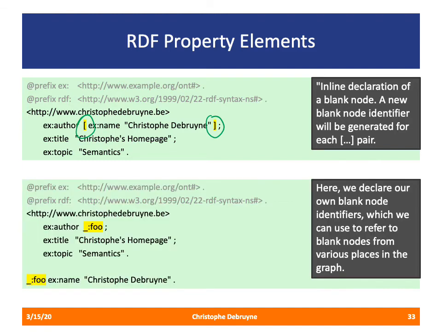Now, we can also declare our own blank node identifiers, which allows us to refer to blank nodes from various places inside one Turtle document, not across Turtle documents. So here we have my website. I declare its author to be a blank node, and I provided an arbitrary internal blank node identifier, foo, and I reuse that foo to say something about that thing, and I state it has the name Christophe de Bruyne.